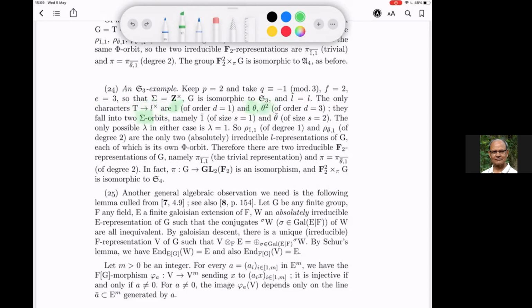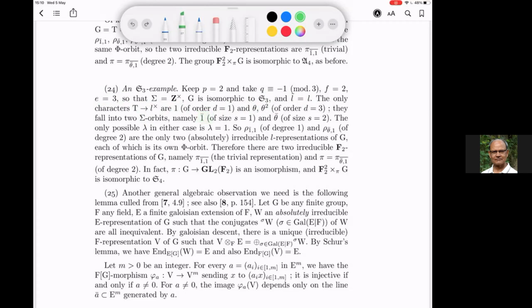And what are the orbits for this action? Because it's the orbits that we were interested in. That was the first component of the pairs that we were looking at. We were looking at pairs where the first component is an orbit. So it's clear that there's the orbit containing the trivial character, and it contains no other character. Then theta and theta squared are in the same orbit.